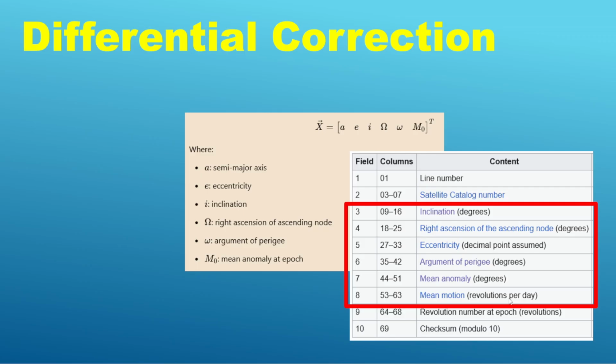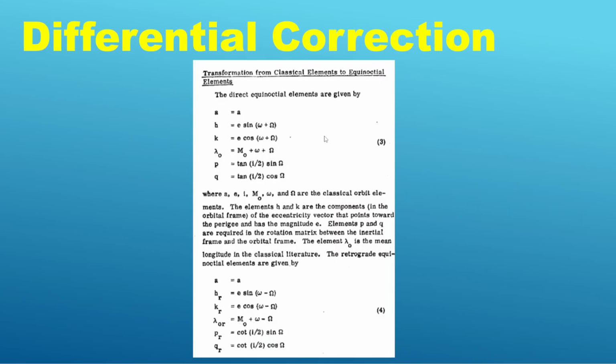And also a further twist to it is that numerically, we do not like to deal with these classical elements. The reason for that is that you have what's called singularities. So if the inclination is 0, then the right ascension of ascending node is not well defined. And similarly, if the eccentricity is 0, then the argument of perigee is also not well defined. So we then like to convert from classical elements to what are known as equinoctial elements for the numerical evaluation.